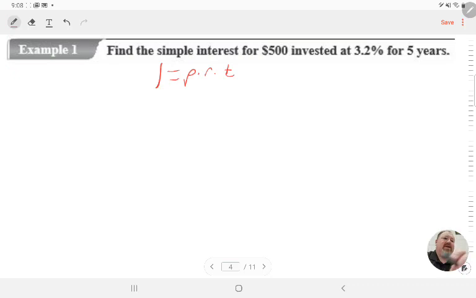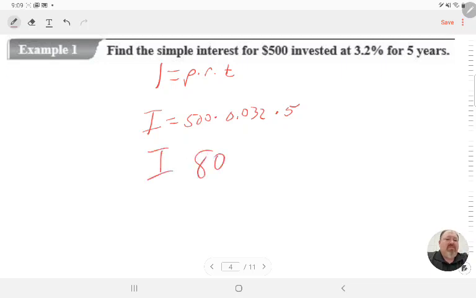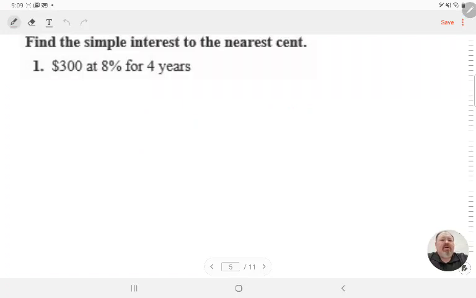And find the simple interest of $500 invested at 3.2% for 5 years. So I would just simply say I equals 500 times 0.032 times 5. Okay? That would give me the interest of $80. Okay? All right. So try this one and let's see how you did. All right. You should say 300 times 0.08 times 4, and you would have ended up with $96.